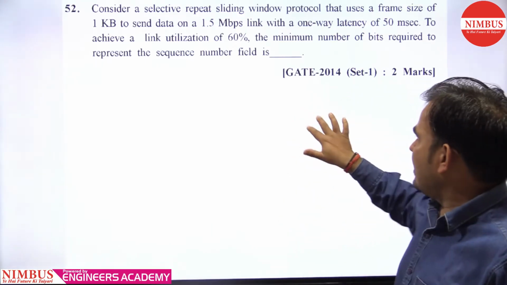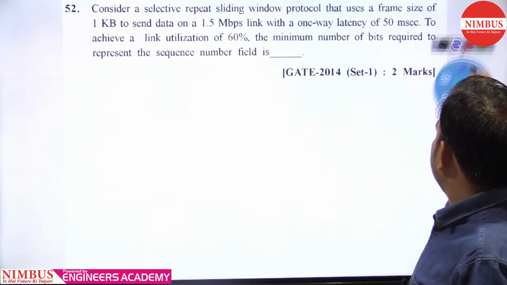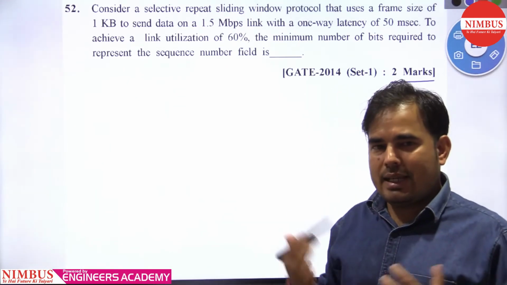Friends, this question was asked in GATE 2014 for 2 marks. So let's see what it is saying and what it is asking from you.